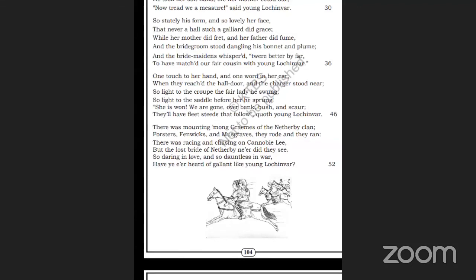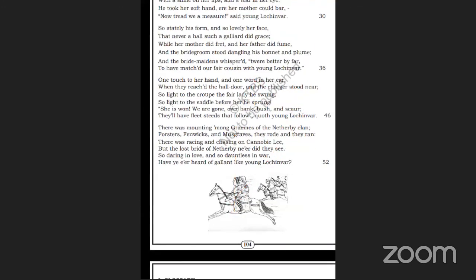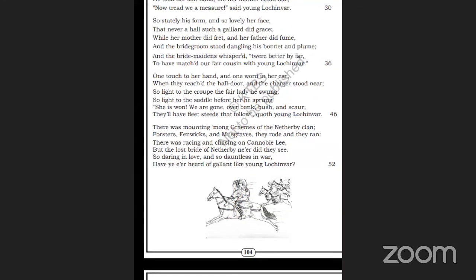Daring in love. How great was Lochinvar, or why was Lochinvar great? Here is the first point. He was daring in love. Secondly, dauntless in war. See, dauntless means fearless. He was faithful and daring in love. See how daring he was: he went to Netherby Hall without weapons, without any soldiers. And secondly, fearless in war.